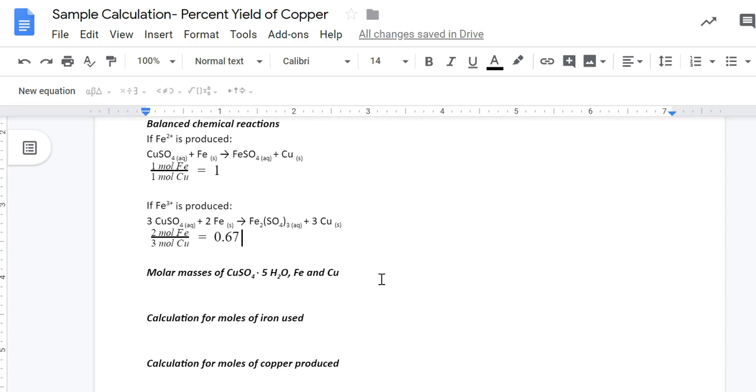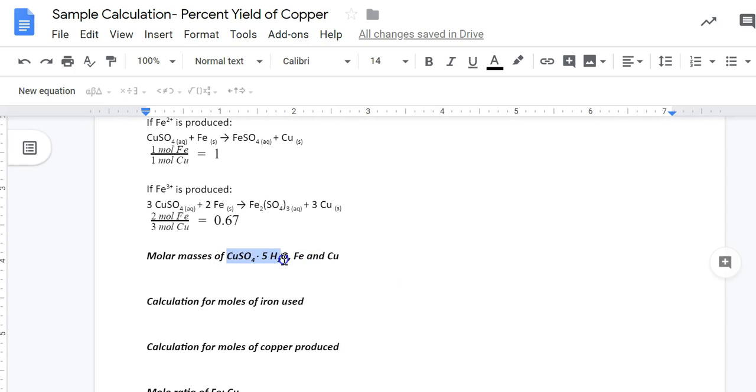Alright, the next calculation that we need will be molar mass. When we are doing the calculation for molar mass, we want to show our work and we also want to include units. So the molar mass of copper is 63.55 grams per mole, plus sulfur, 32.07 grams per mole, plus 4 times the molar mass of oxygen, 16 grams per mole.